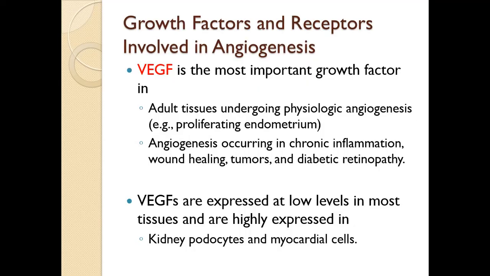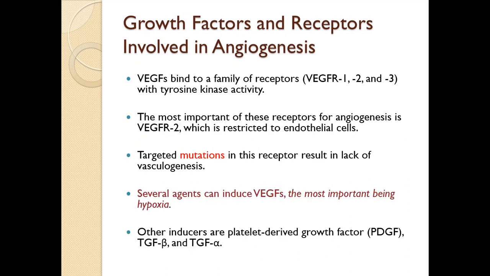Now, what are the growth factors and receptors involved in angiogenesis? Although there are a variety of factors that participate in angiogenesis, VEGF is the most important one. VEGF is secreted by many mesenchymal and stromal cells. There are certain specific receptors to which VEGF binds. All these receptors belong to a family of tyrosine kinase receptors. As I have already told you, VEGFR2 is the most important receptor for them. If any mutation occurs in this receptor, then there will be no vasculogenesis.